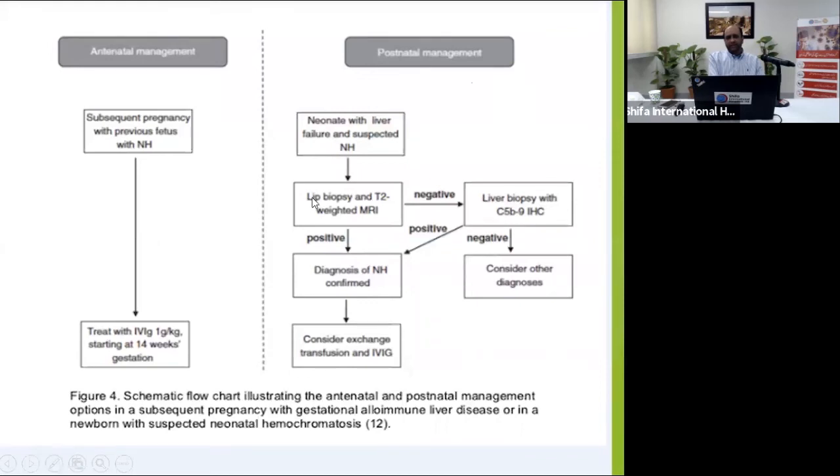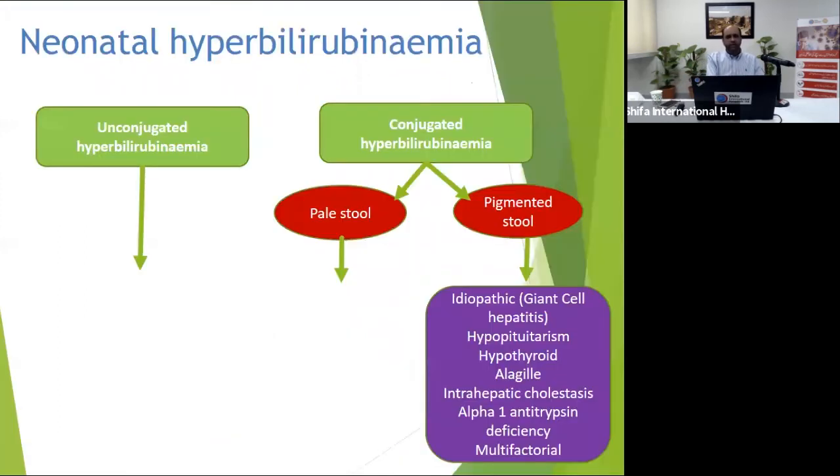If this lip biopsy is negative, and if the liver biopsy stain for C5b9 is negative, then you need to consider other diagnoses. Sorry, I'm going a little bit fast, I suppose.